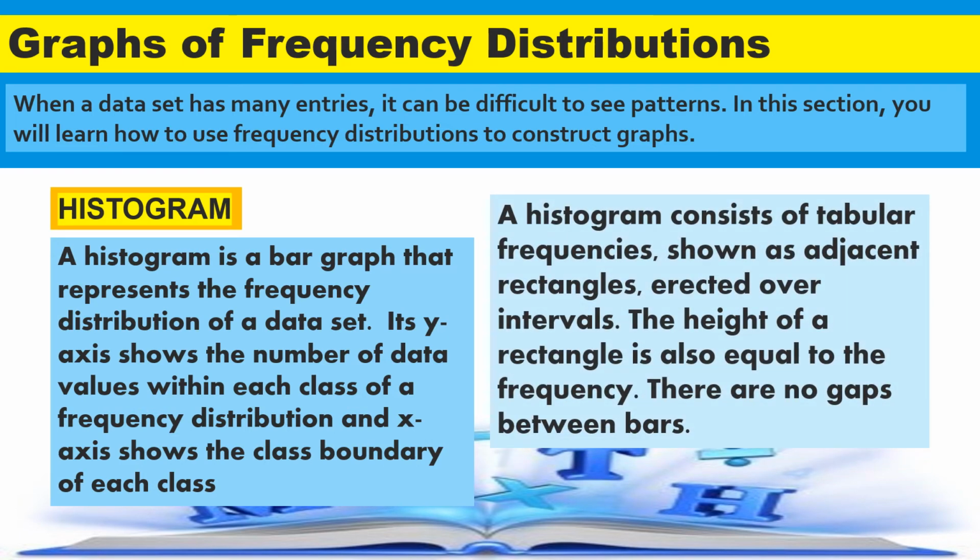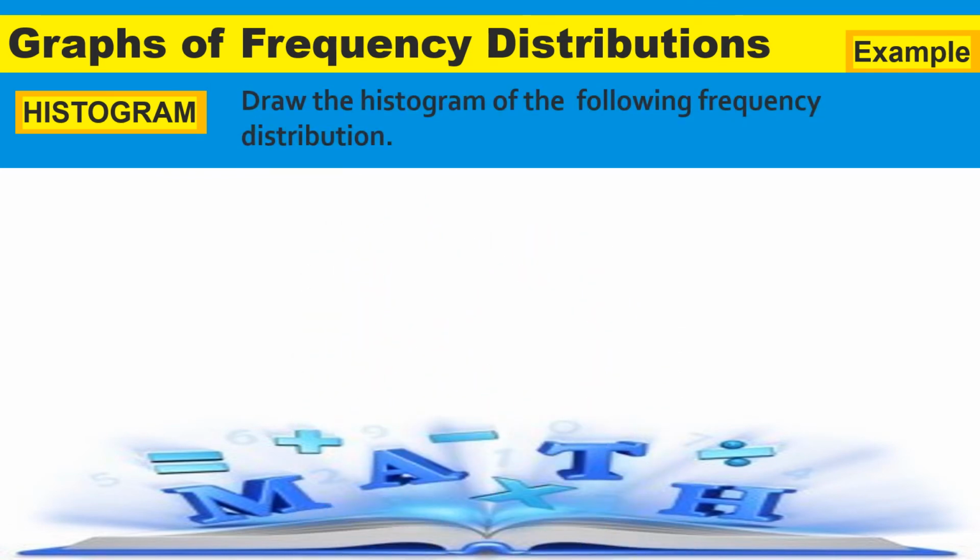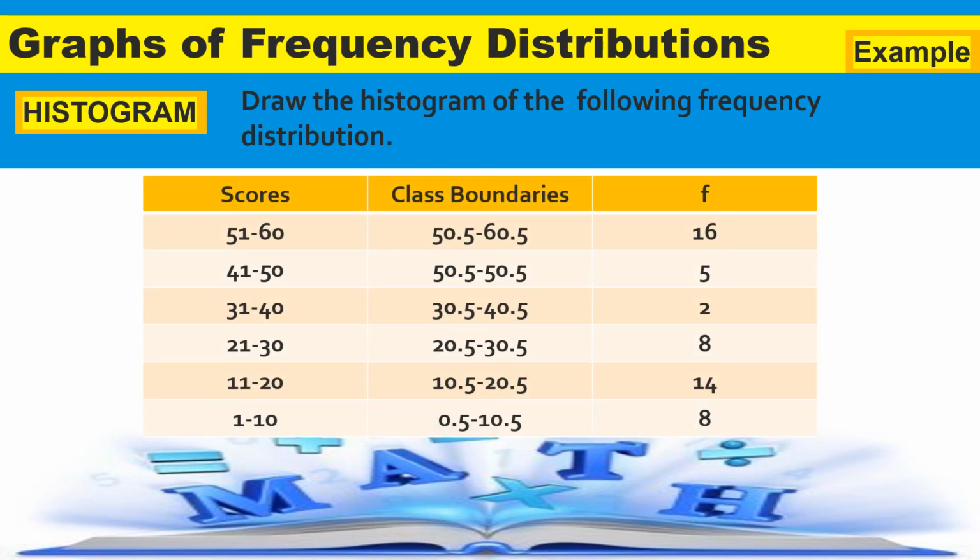A histogram consists of tabular frequencies shown as adjacent rectangles erected over intervals. The height of a rectangle is also equal to the frequency. There are no gaps between the bars. So, example: draw the histogram of the following frequency distribution. Here are the scores, class boundaries, and then frequencies.